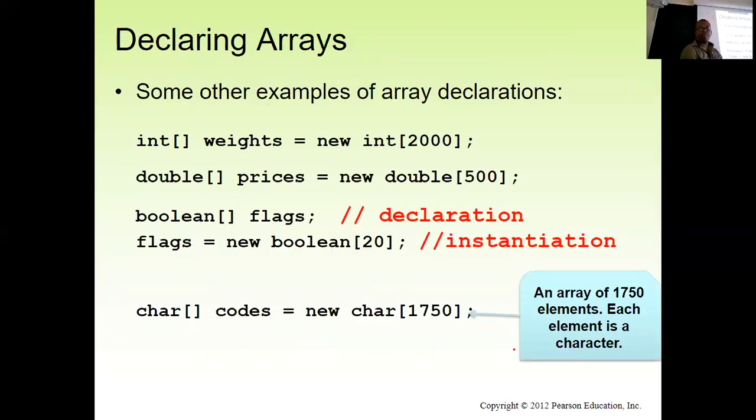And here are some examples where we create arrays that hold different types. The first example actually does the declaration and the instantiation in one. Likewise in the second example. And then in the third example, we break it up into two steps, and in the fourth, we do it as one. Okay?